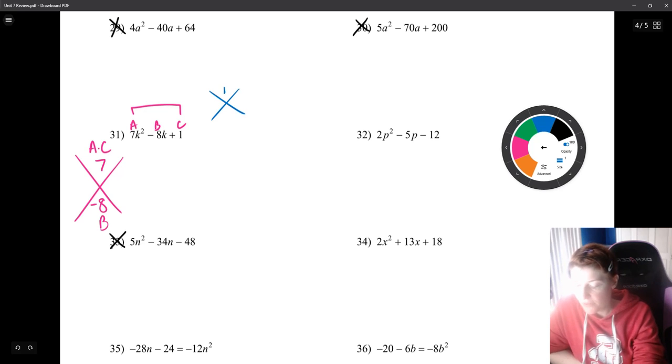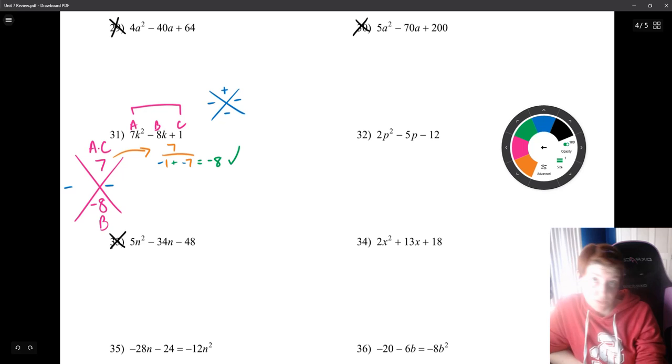Just a reminder, if you have a positive on top and a negative on bottom, both of your sides are negative. So we're looking for factors of 7, 1 and 7, where if they are both negative, we'll add to make -8. Well, we only have one option, so here we go. We're going to use -1 and -7.